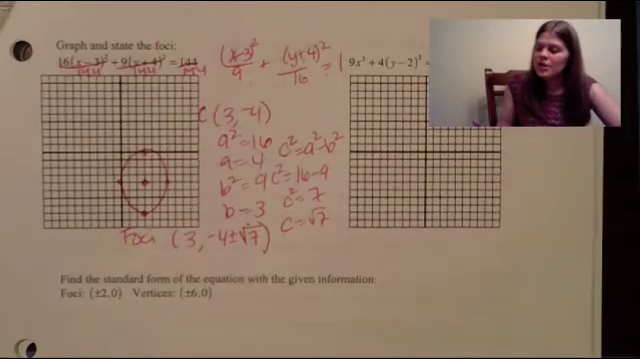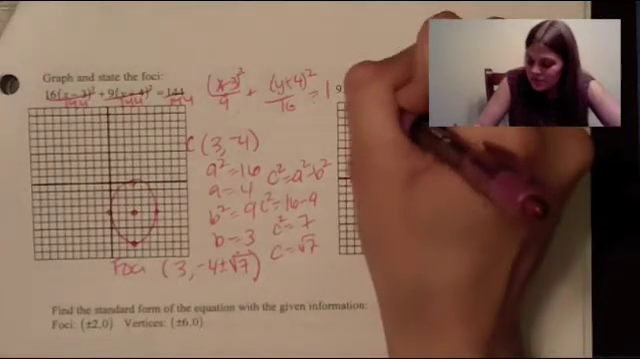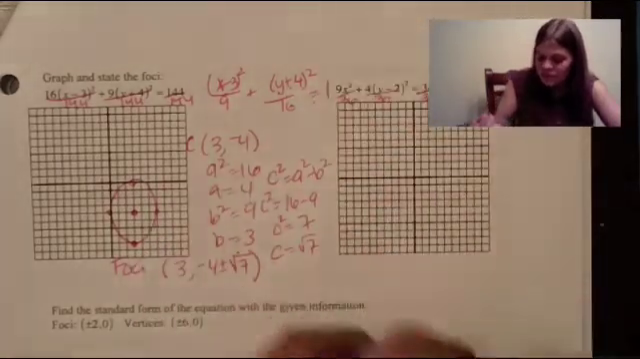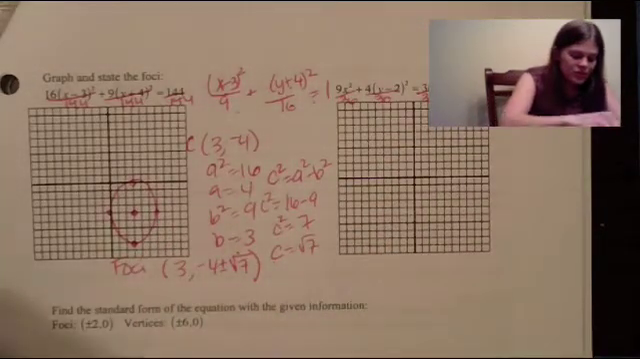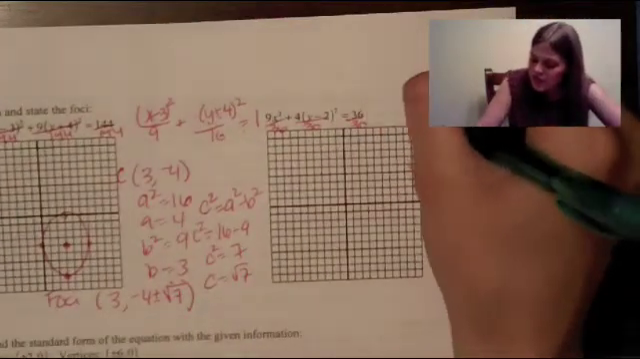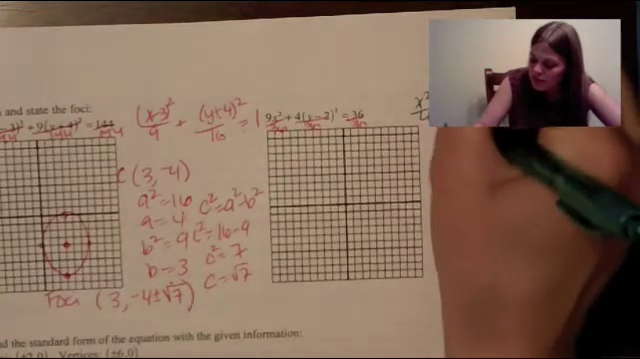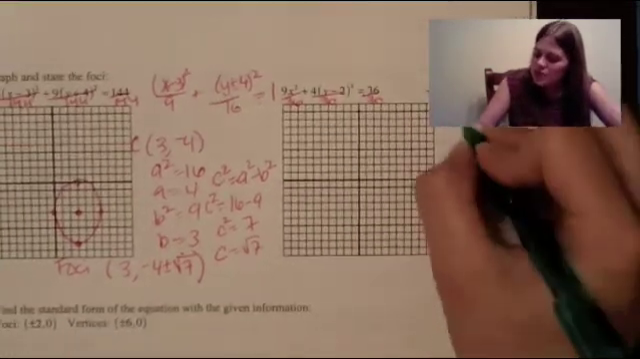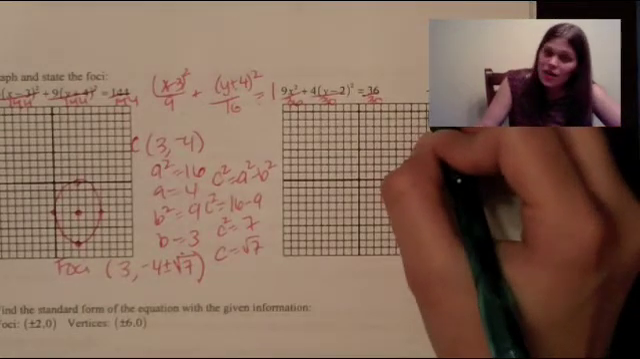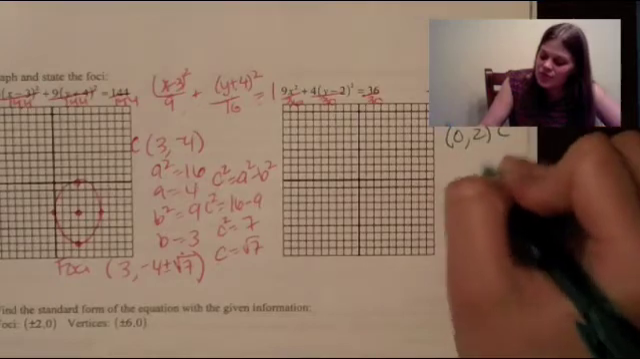Pause the video. Okay, so first you have to divide by 36. When I divide by 36, I get x squared over 4 plus (y minus 2) squared over 9 equals 1. So this means that your center, notice this one does not have anything inside the parentheses for x, so it defaults to 0. So this is 0, 2 for your center.